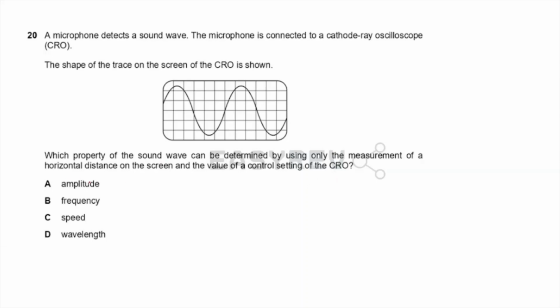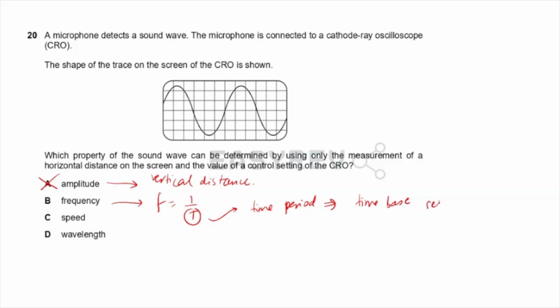Now let's look at each option one by one. Amplitude is something that is related to the vertical distance and not the horizontal distance on a CRO especially. So A cancels out. Frequency could be true since frequency, as we know, is related to time period, and the time period of a wave can be figured out using the time base setting, if you recall. And the time base setting, as we know, is related very intently with the horizontal distance that we have on the screen. So this could be the answer.